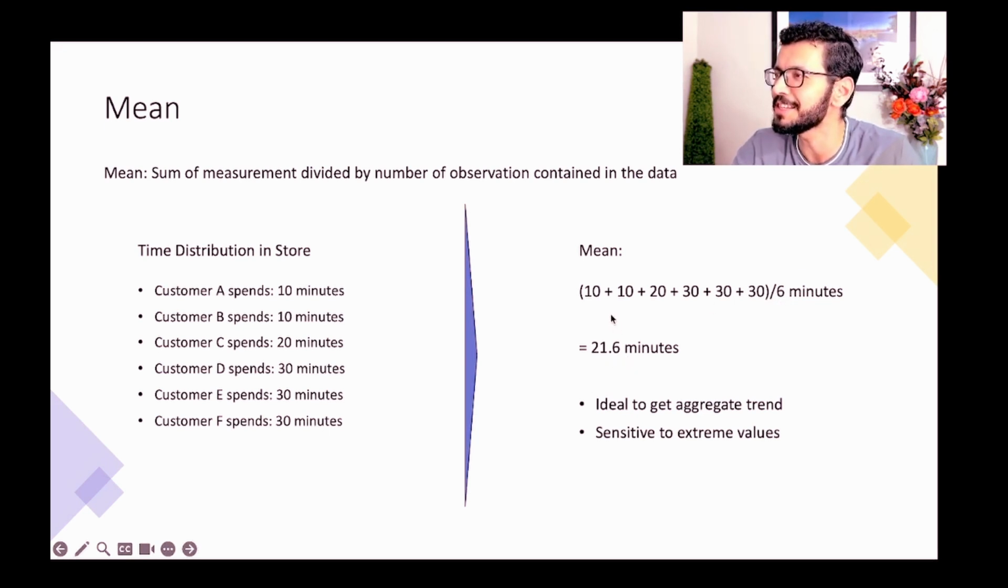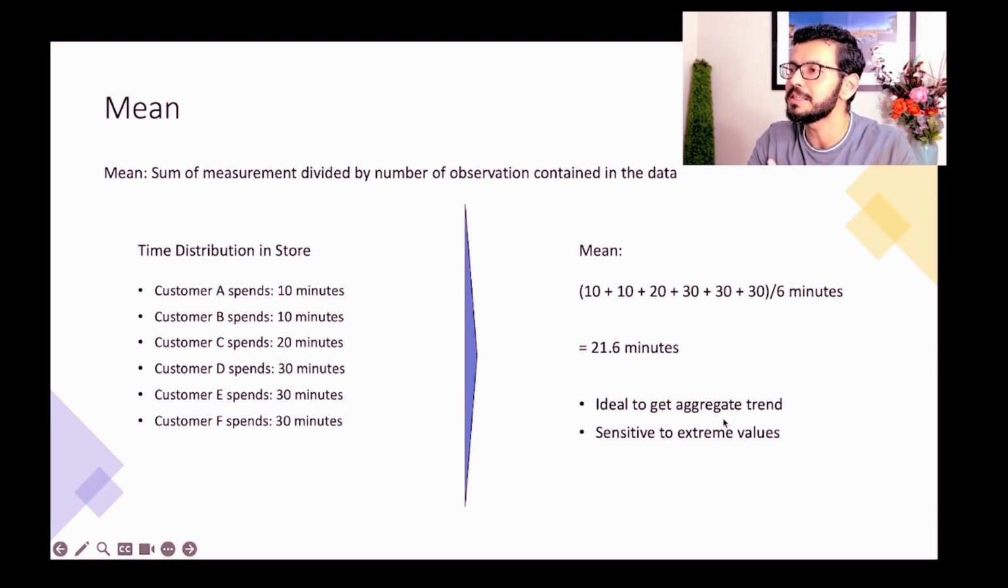As you can see, mean is nothing but a simple mathematical average for all of the data points contained in your data set. So something like mean is ideal to get an aggregate trend. Let's say, for instance, you have two data sets, population A or data set A versus population B or data set B. You want something which is quick and dirty so that you can compare A versus B. Mean is your go-to metric.